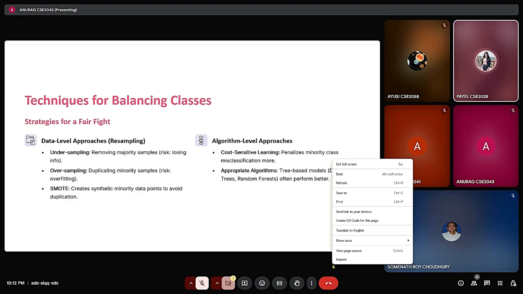Now, looking forward to the algorithm level approaches, they can be of two types: cost sensitive learning and appropriate algorithms. The cost sensitive learning algorithm is told to penalize mistakes on the minority class more heavily, so it focuses on correctly predicting those rare cases, while appropriate algorithms like decision trees or random forest naturally handle imbalance better by focusing on splitting data to capture minority patterns.